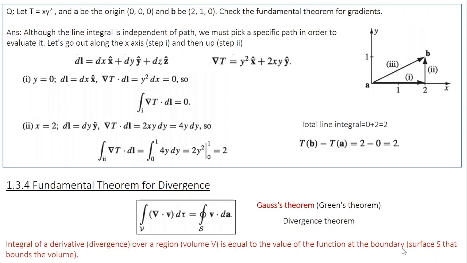So we are considering a boundary surface S that encompasses the volume V. Now this theorem is known as Gauss theorem. It's also called Green's theorem or the divergence theorem. Gauss theorem is the most popular name for this.